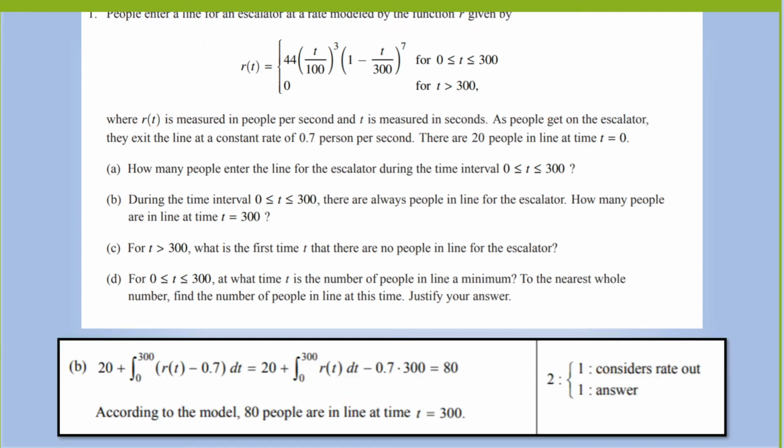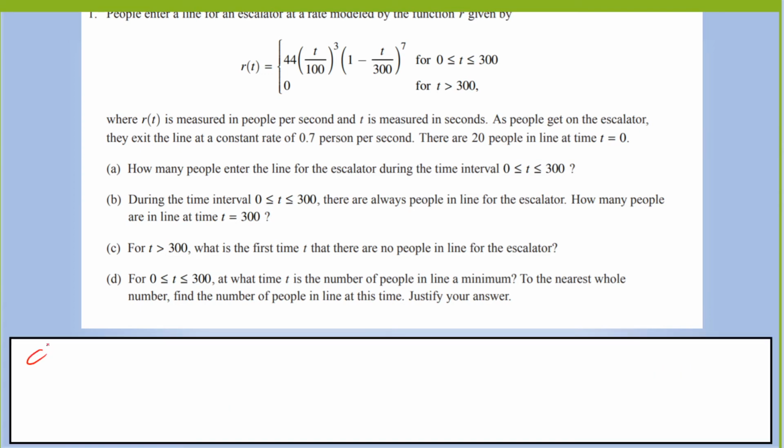Okay, here it is again. Part C. After time 300, you'll notice this is a piecewise function, and our function actually changes. So after 300 seconds, no one is entering the line. So now, after time 300, we've got some people still on the escalator, and a rate, L(t) equals 0.7 people per second, at which people are leaving the escalator.